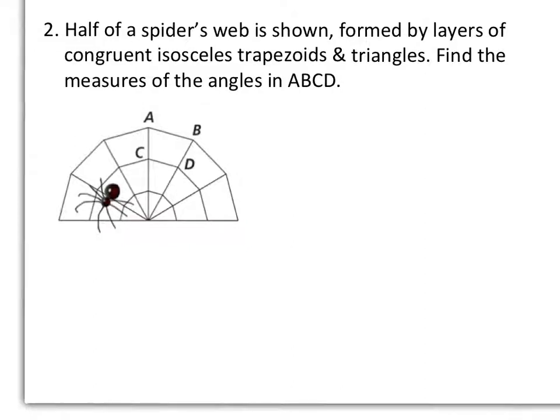Okay, number two says half of a spider's web is shown, formed by layers of congruent isosceles trapezoids and triangles. Find the measures of the angles in quadrilateral ABCD. So a key word here is isosceles, which tells us that our base angles will be congruent in each of our figures. And we're also told we have half a spider's web. So in our figure below, we have a six-sided figure, which tells us that a spider's web would have 12 sides. So there's 12 sides in a spider's web.